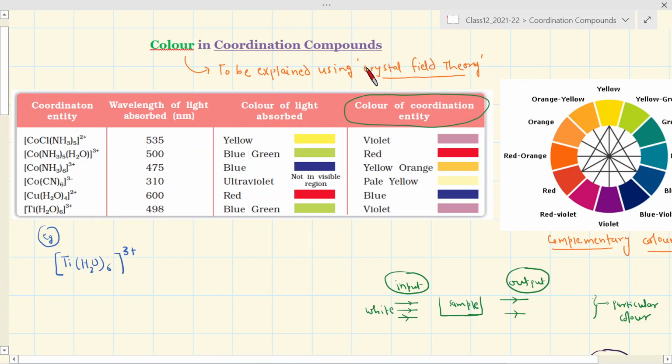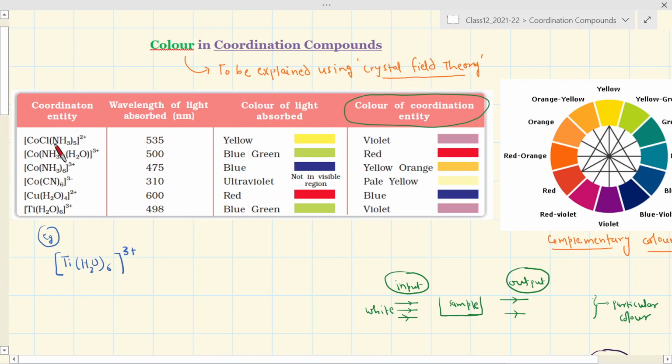So after having understood the basics of crystal field theory of coordination compounds, now in this class we shall explore one of its most significant applications, which is to explain the color of coordination compounds. We are already aware that a large number of transition metal complexes have a very specific color in solution, and this property of color was not understood in terms of valence bond theory, and that is where we explored the idea of crystal field theory.